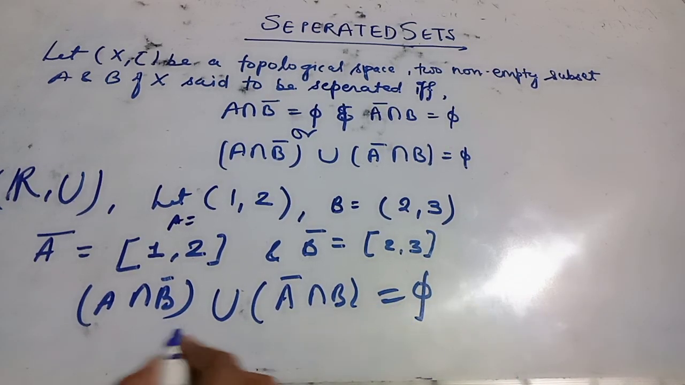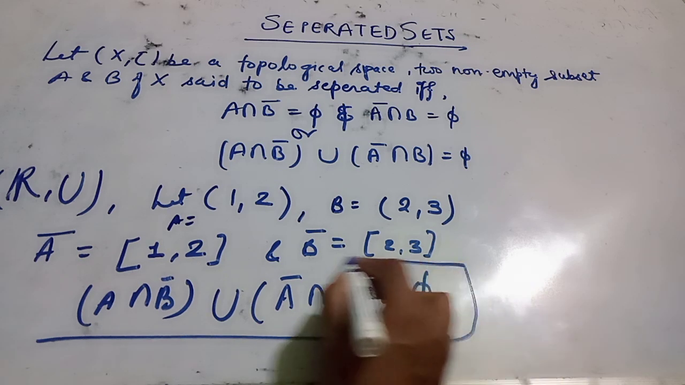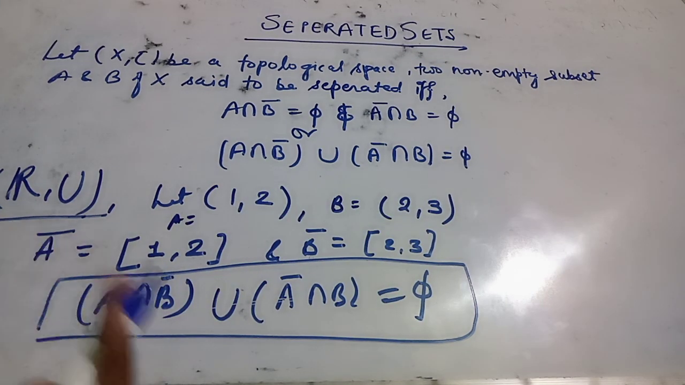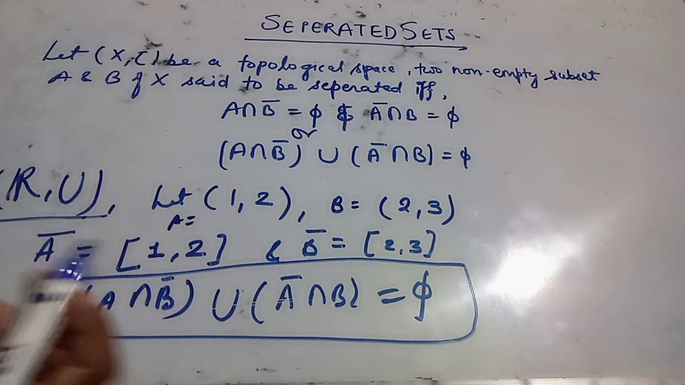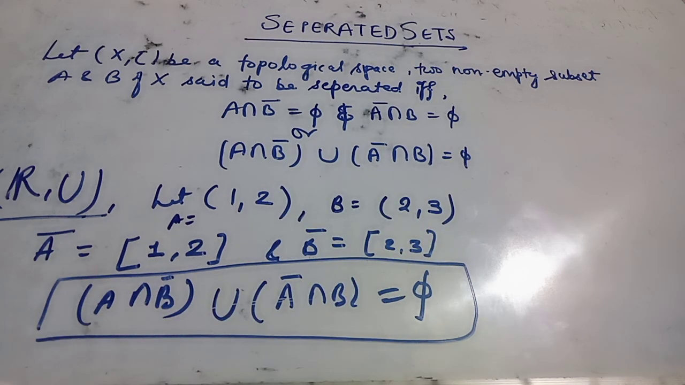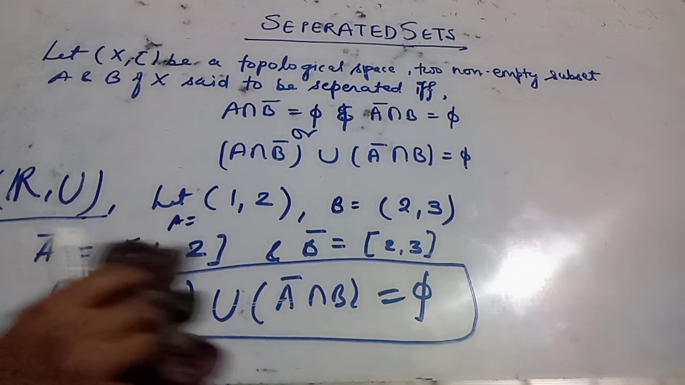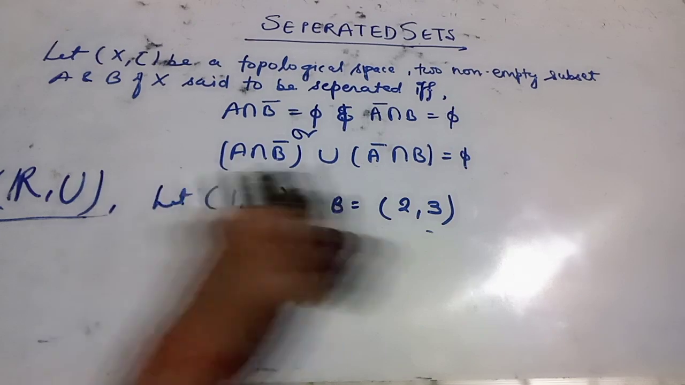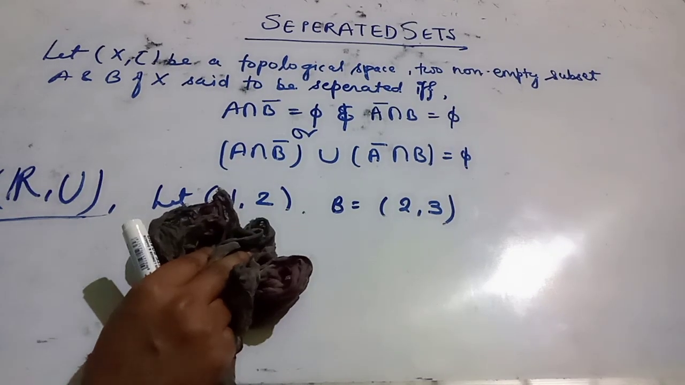So this is the condition that is going to be satisfied with regard to the usual space and the two sets that you have taken. You can check with other sets too. You can take the open set (1, 2) and the closed set in (2, 3) to check, and there are many examples that you can take. So let's go to the next thing.